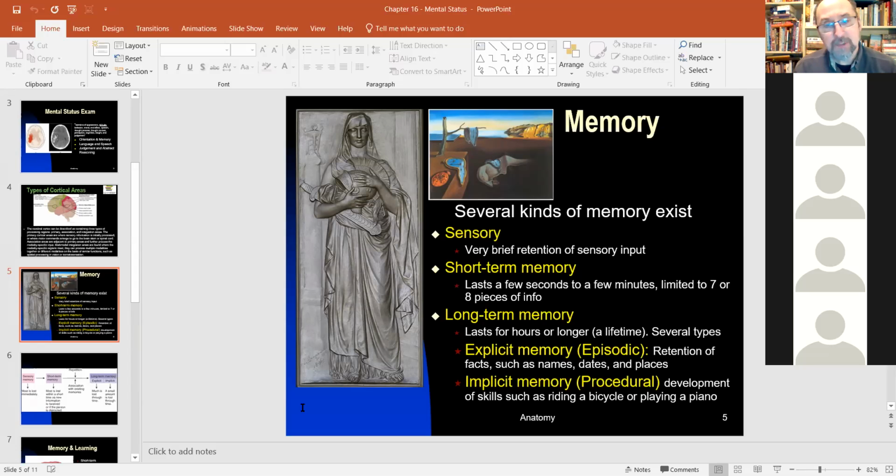So he couldn't form any explicit memories, but he could still play piano. He could still play piano from memory. He could still do lots of woodworking type things. And he could form some new memories that were not explicit, but they weren't necessarily manual skills.